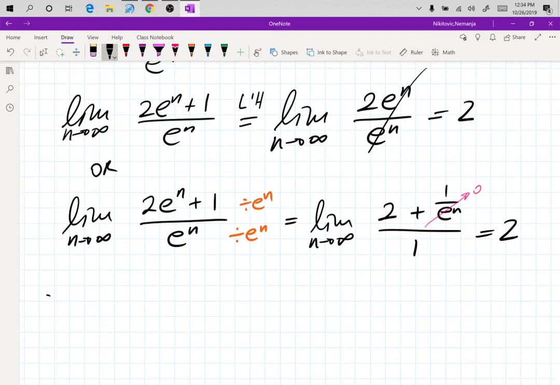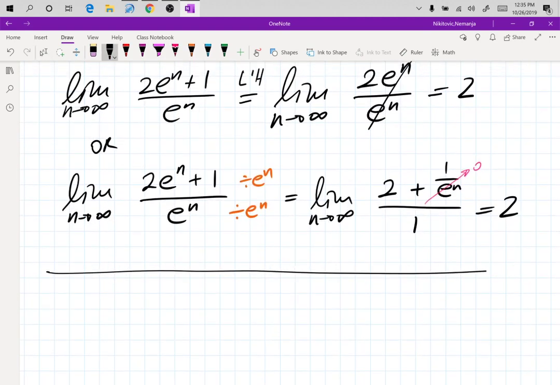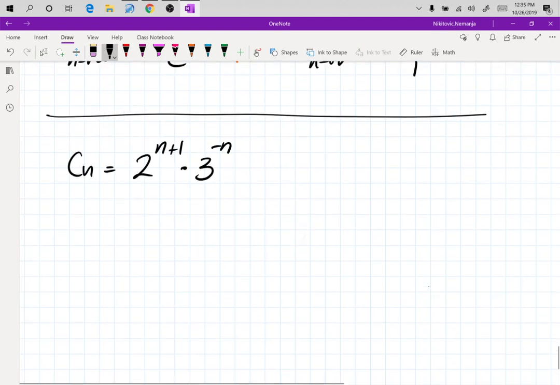Okay, here's the next one to make things much more interesting. Let's say that Cn is given as 2 to the n plus 1 times 3 to the negative n. Wonderful problem.